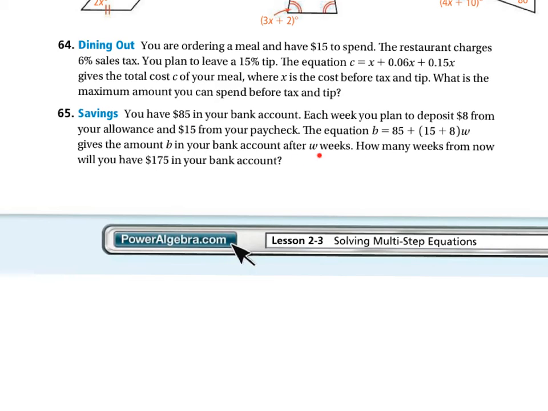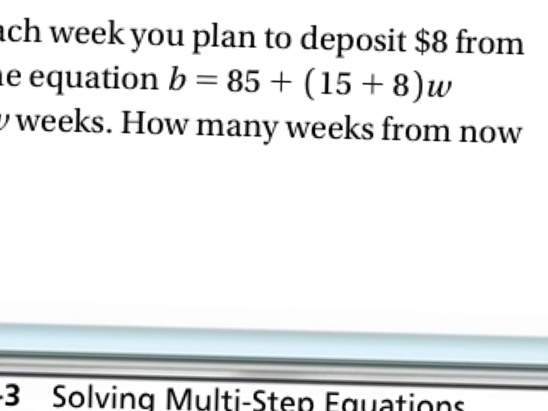B is the amount you have in your bank account. W is how many weeks you've been saving. So the question is, how many weeks from now will you have saved $175 in your bank account? Okay, so since it's how much is in your bank account, 175 should go in for that B. Okay, so I'm going to go ahead and write the equation here. And I'm going to put 175 equals 85 plus, and I'm going to go ahead and combine like terms and just call that 23W.